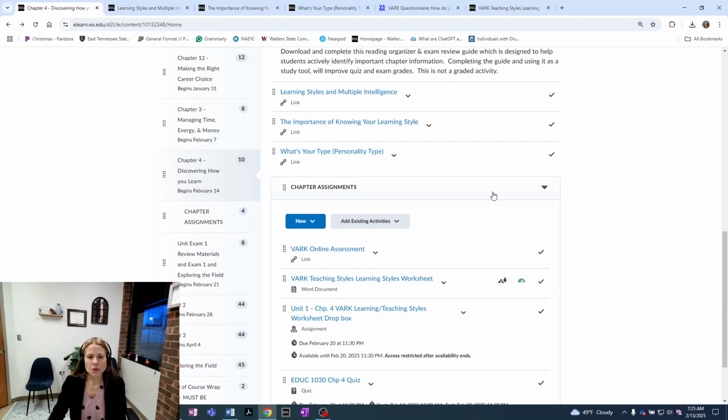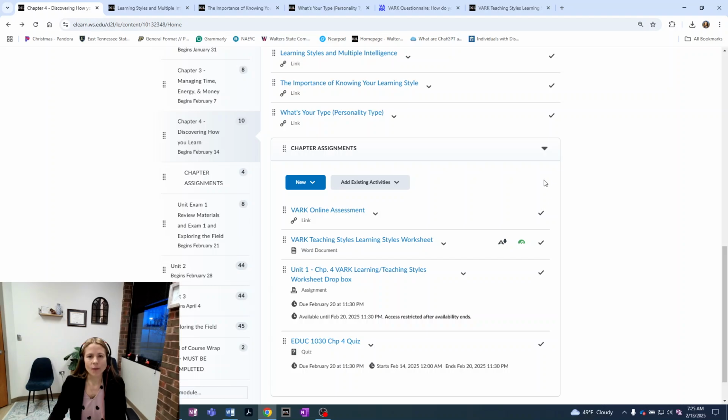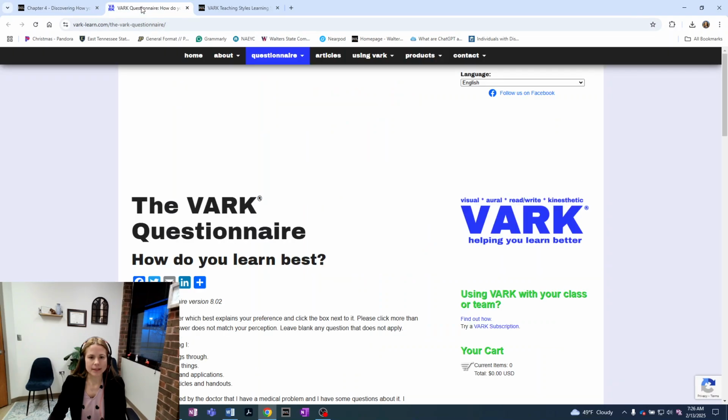Now, getting to the assessment component, how are you going to be graded this week? Well, you see here underneath chapter assignments, I was mentioning to you earlier that one of the objectives is for you to understand what a VARK assessment is. VARK, what does that stand for? It stands for visual, oral, read, write, kinesthetic. So what you're going to do is you're going to click on this link.